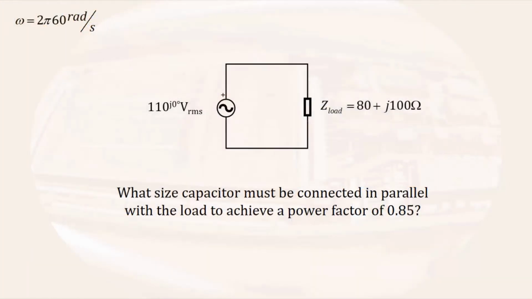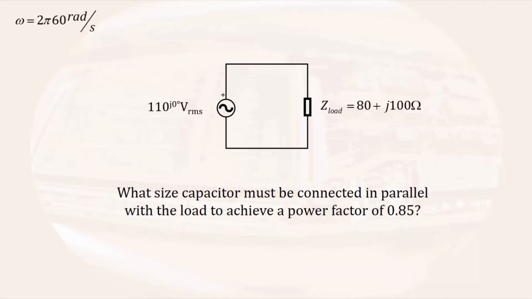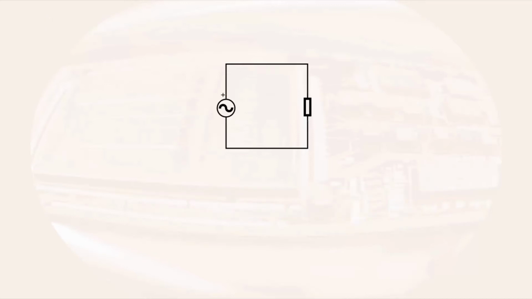Here is a 110 volt RMS source connected to an 80 plus j100 ohm impedance. In this case, we are being asked what capacitor must be connected in parallel with the load in order to achieve a power factor of 0.85. We will approach this in a similar fashion. The first thing we need to do is figure out what the original complex power is.